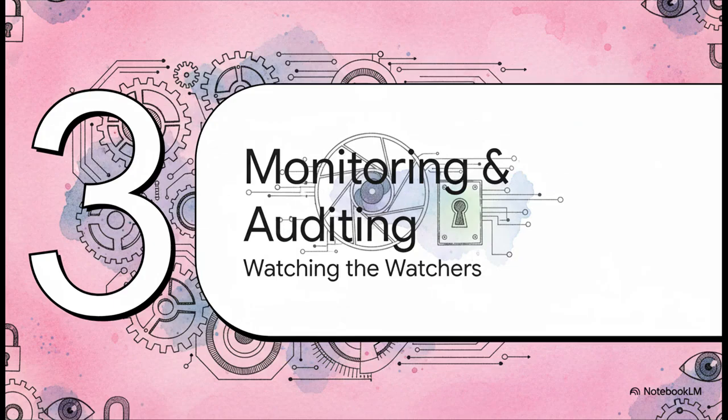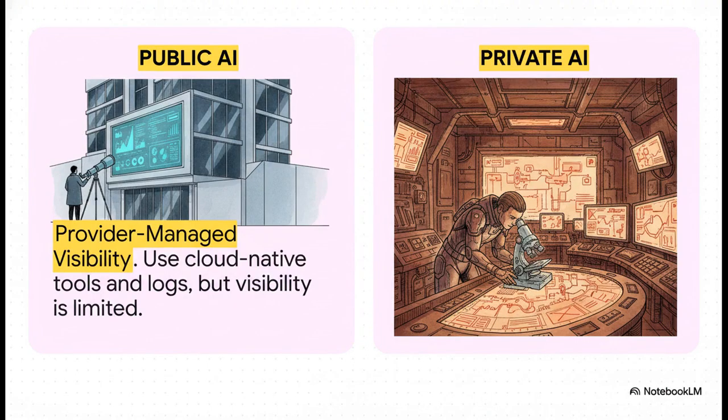So you've secured the doors, and you've locked up the valuables. But how do you know if someone is trying to pick a lock, or if something's just off inside? That brings us to monitoring and auditing. Or, to put it another way, who's watching the watchers? The trade-off here is crystal clear. With public AI, you get the benefit of all these fancy cloud-native monitoring tools from the platform. It's powerful stuff, but your visibility stops at the provider's wall. You have to trust their security because you can't see everything going on behind the scenes.